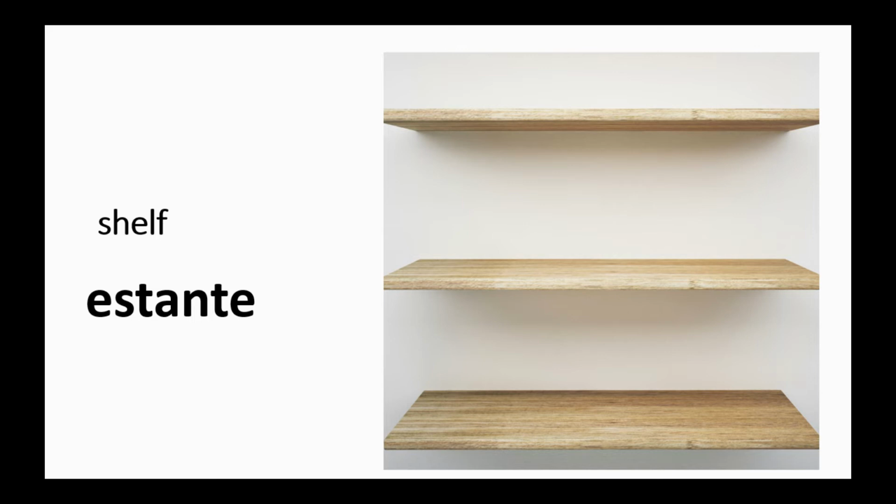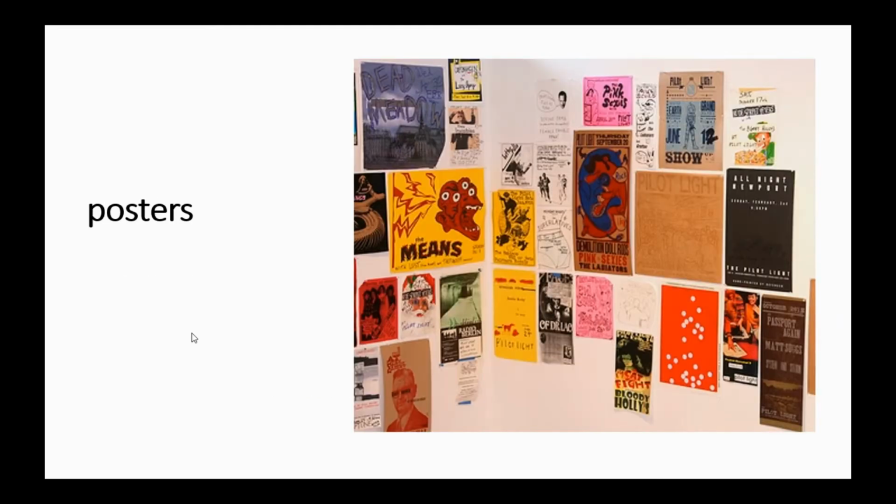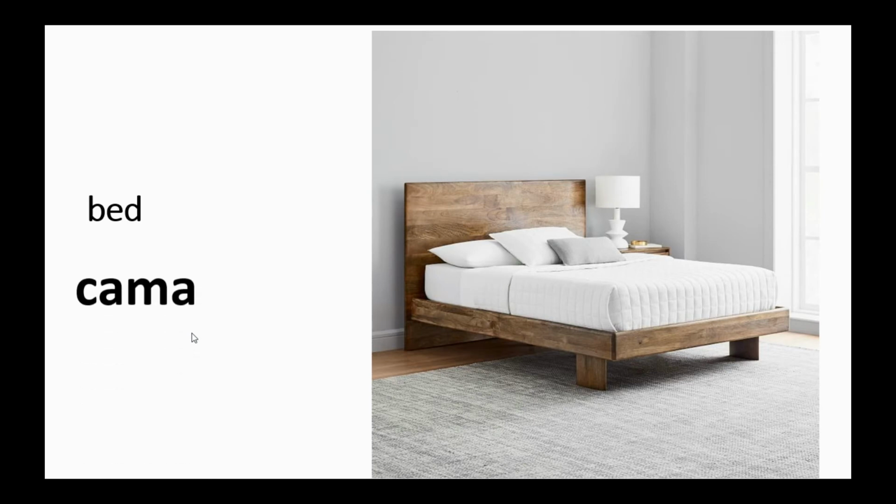When it ends with an E, you don't know whether it's feminine or masculine, because how are you going to tell? You can't tell unless you know it. You just have to memorize it. So estante, I'm going to put it on here for you, is masculine. So, el estante, los estantes. Plantas. Pósteres. Cama.